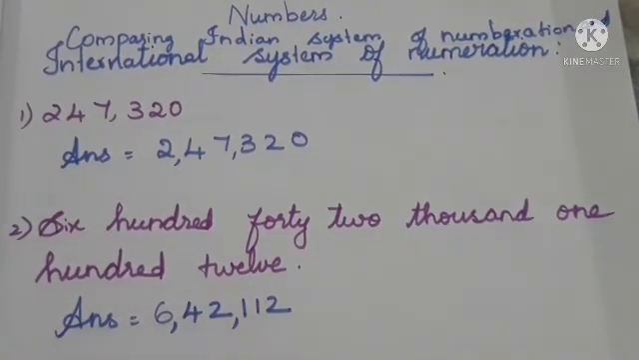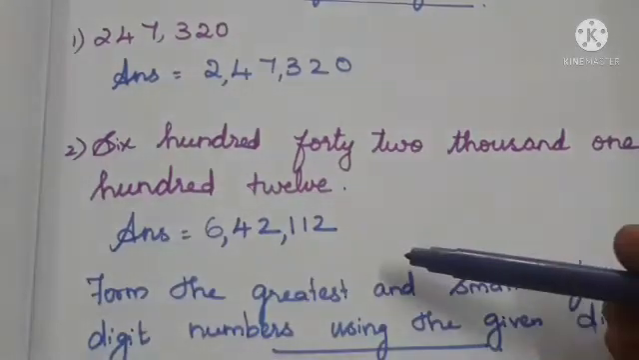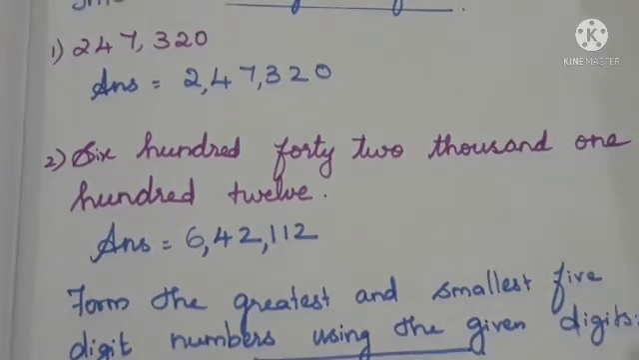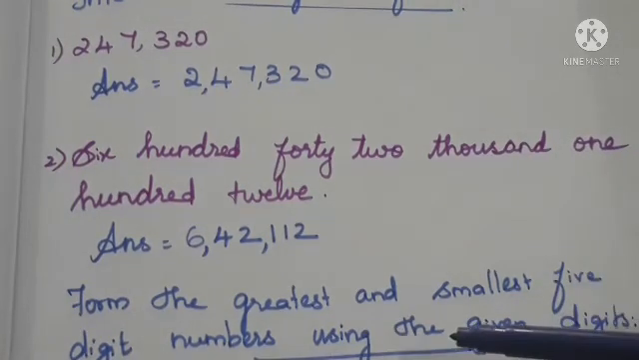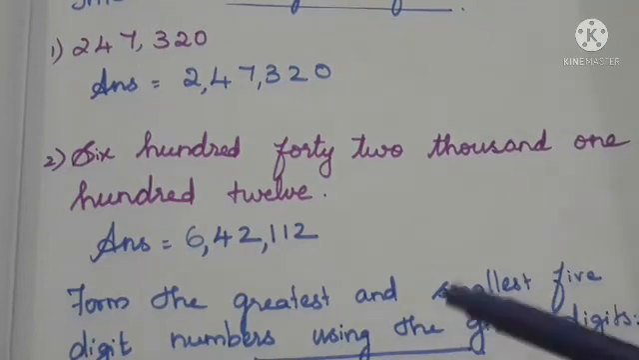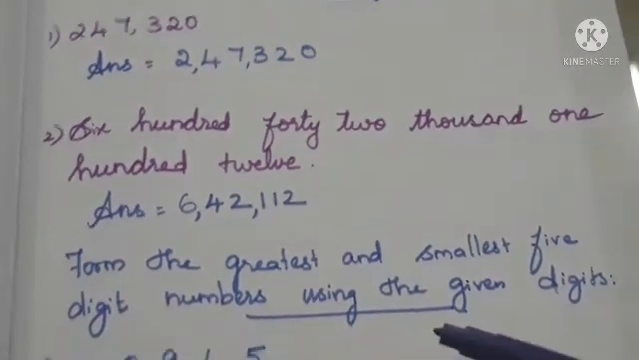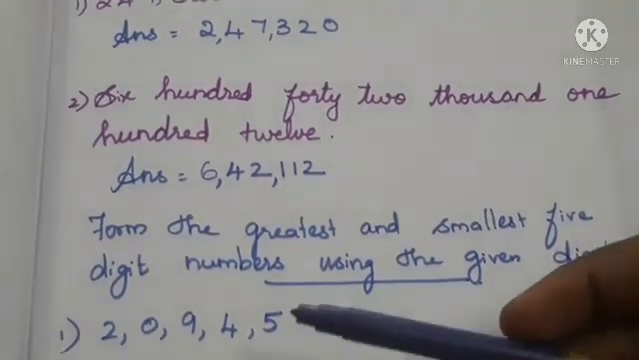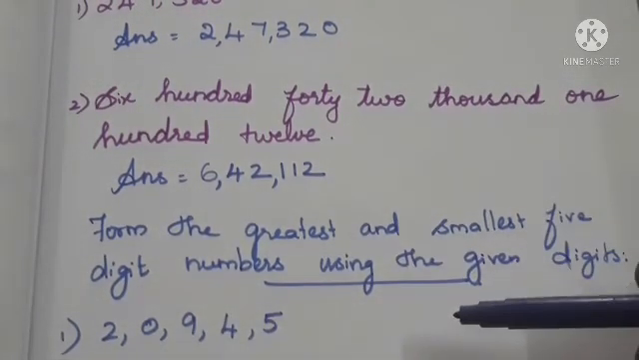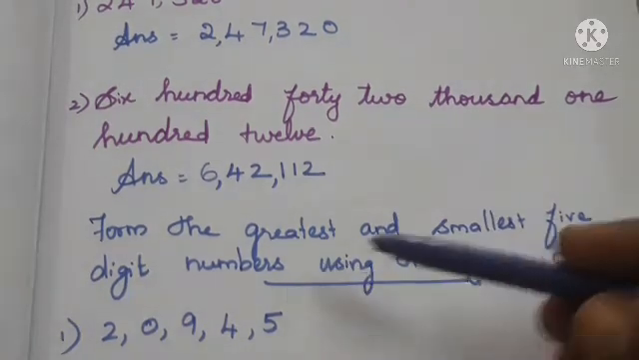Next we can see the next one. Form the greatest and smallest 5-digit numbers using the given digits. Okay, next we have to form what, ma? Greatest and smallest 5-digit number using the given digits. Here in the first question they have given some digits. How many digits are there? 1, 2, 3, 4, 5. 5 digits are there. We want to form the greatest and smallest 5-digit numbers.